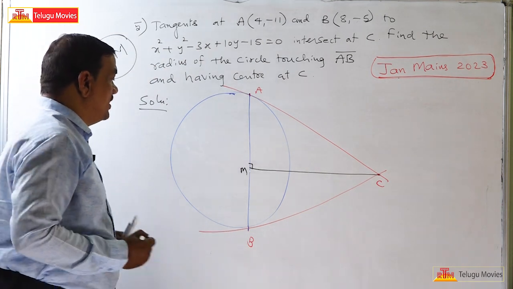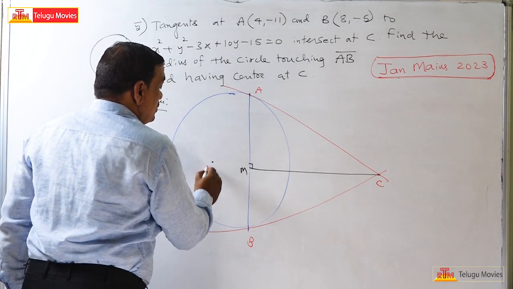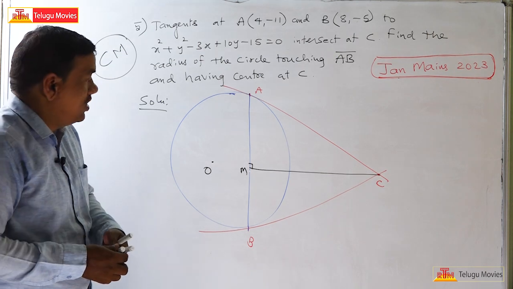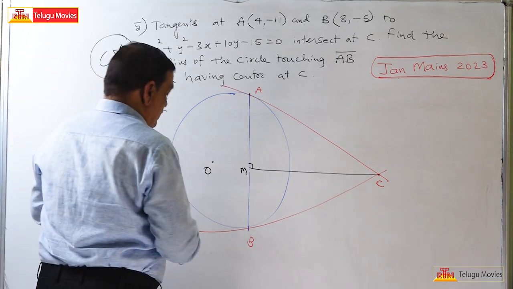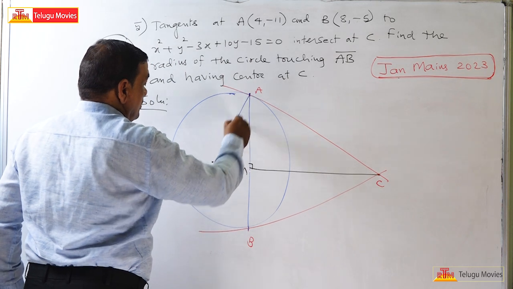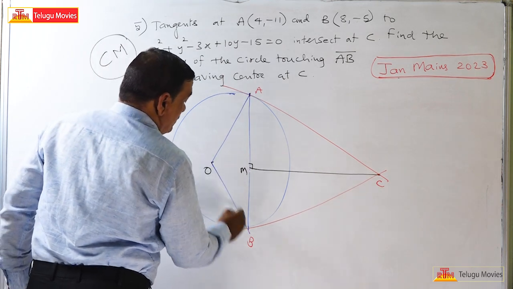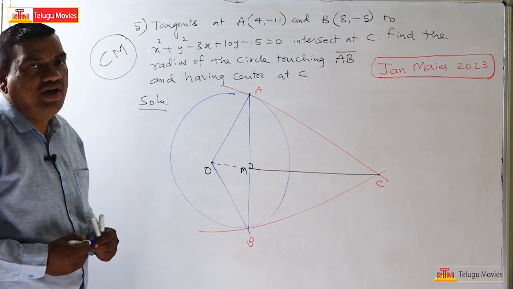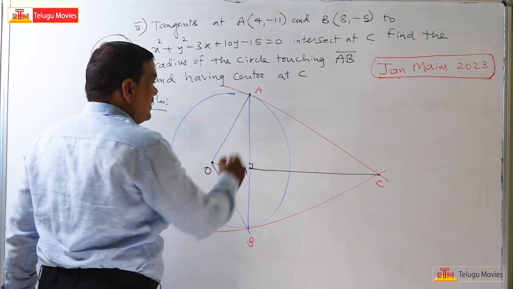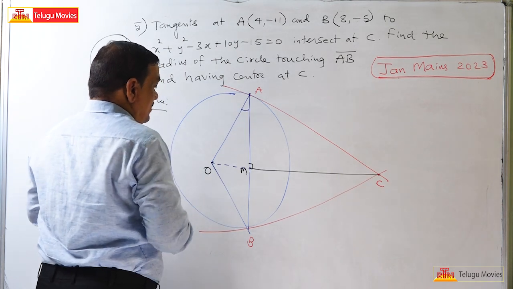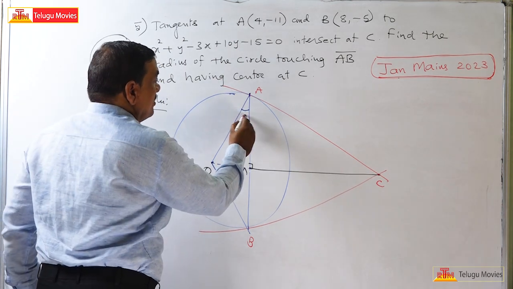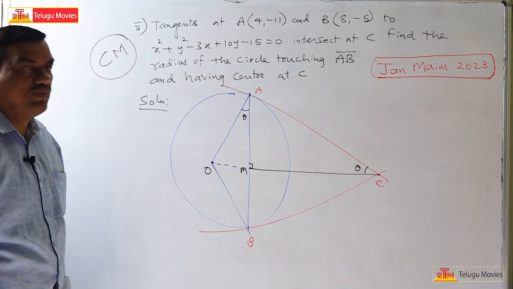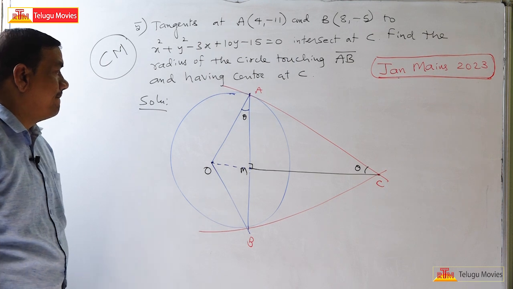Then how to do that? Let us take O as the center of the circle. Let us join this, and this also. We know that we have one very important property: if this angle is theta, this angle is also theta. That property we are going to use here.